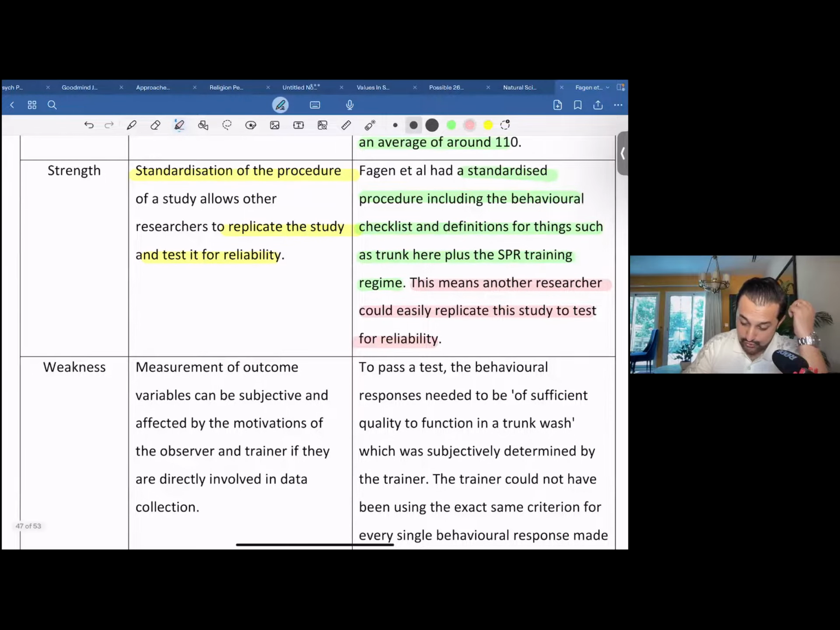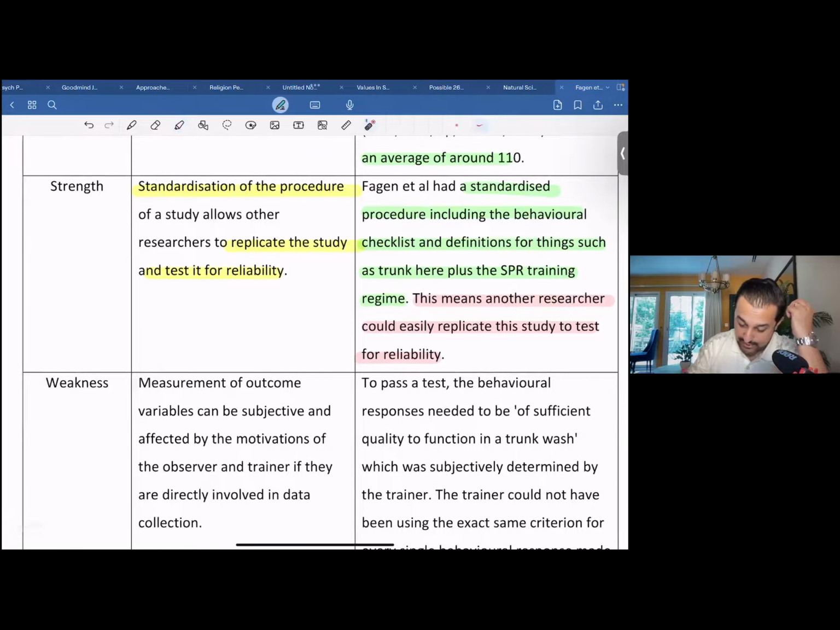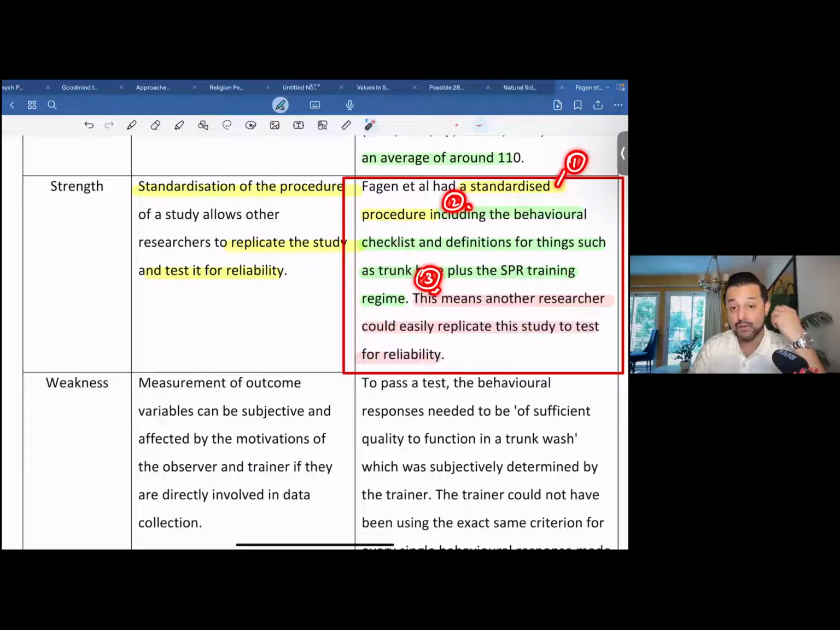Now, you could use this particular point like this. Fagan et al. had a standardized, I'll pick up another color so that you're able to understand it better. So this is a complete point if you want to use this one. The yellow part is the identification part. This is the linking part. And this is how it impacts, the maroon or the red highlight. This is how it impacts the overall credibility of the study.